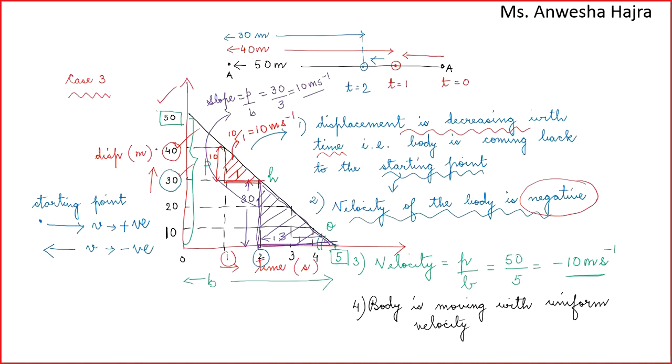This type of graph tells us displacement is decreasing with time, body is coming back to the starting point, and when body is coming back to the starting point, velocity is negative. When body goes away from the starting point, velocity is positive. Towards the starting point, it is negative. This is also a case of uniform velocity. Uniform means constant.